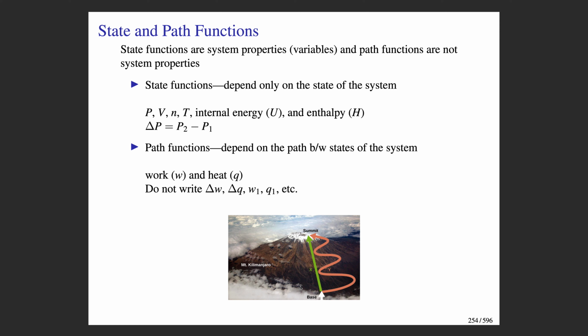However, the work in getting from the bottom of the mountain to the top of the mountain does depend upon the path. So just going straight up the mountain involves one amount of work, versus if you take some long drawn out path, say going around the mountain about 5 times to get up to the top, that would involve a different amount of work. So we have a difference between state functions, which are properties of the system, and path functions, which only come about when the system undergoes a change in state.